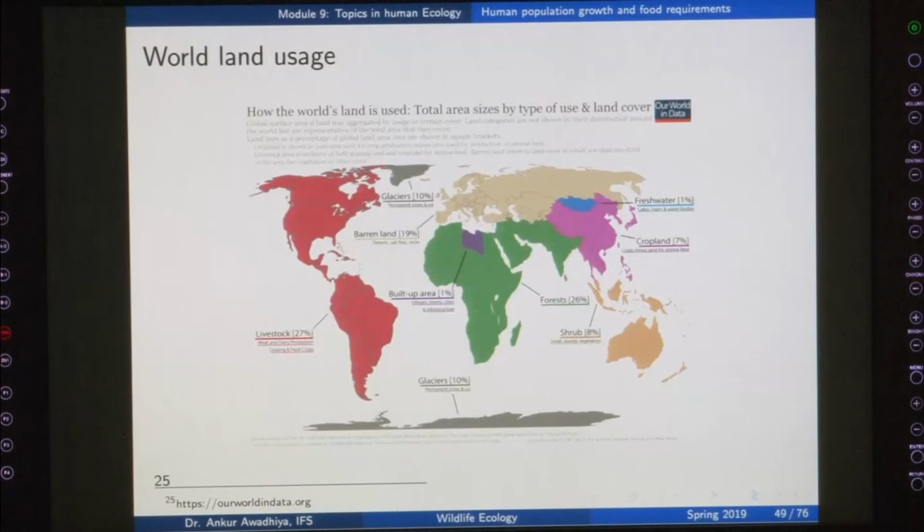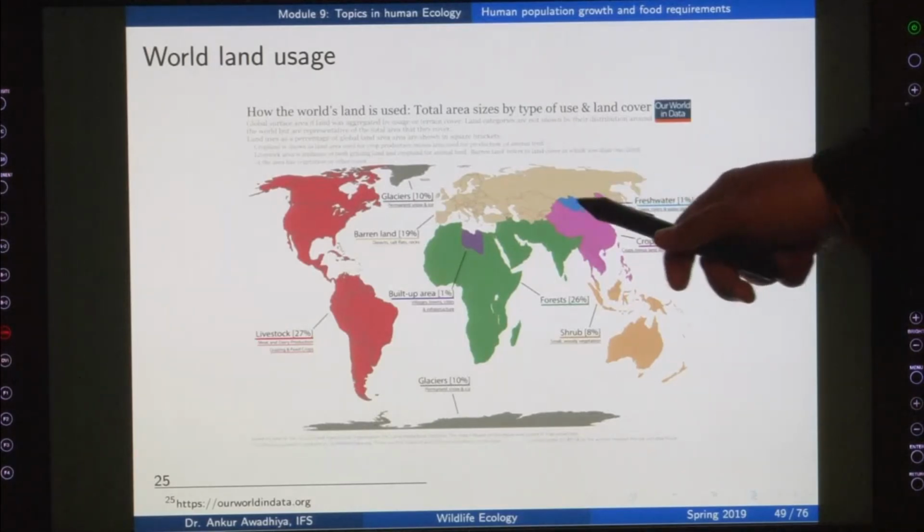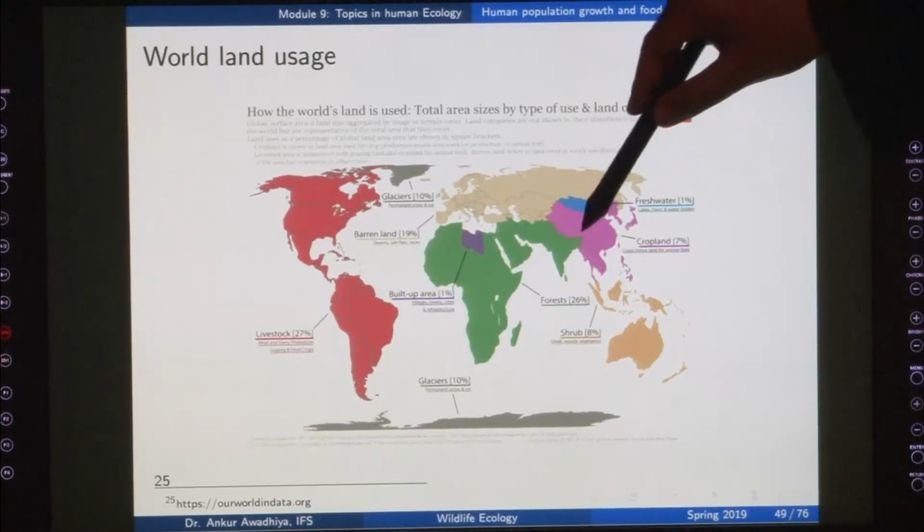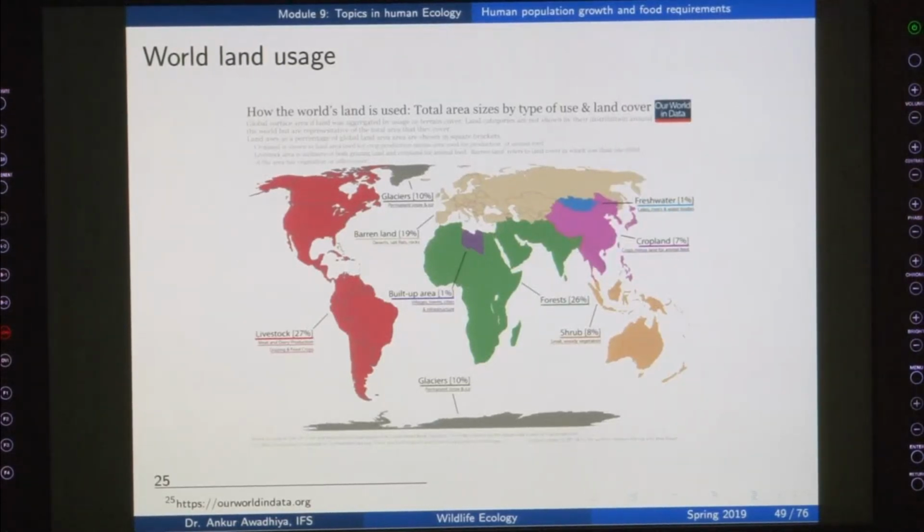And this blue area is the total amount of fresh water. So, if you add up all the fresh water that is there in the world, all the lakes, all the ponds, all the rivers, it would be roughly the size of Mongolia. And if you add up all the croplands, it would be roughly the size of China plus Japan plus some other countries of Southeast Asia.